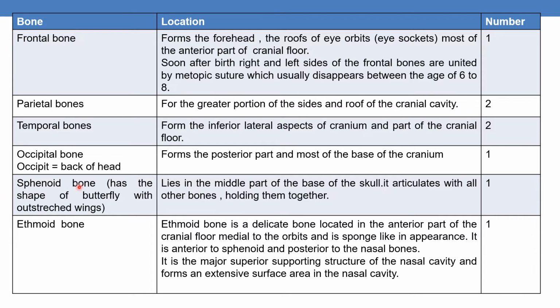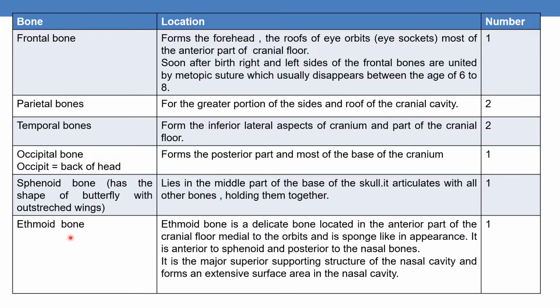The next is the sphenoid bone. It has the shape of a butterfly with outstretched wings. It lies in the middle part of the base of the skull. This is an important point: the sphenoid bone articulates with all other bones, holding them together. There is 1 sphenoid bone.